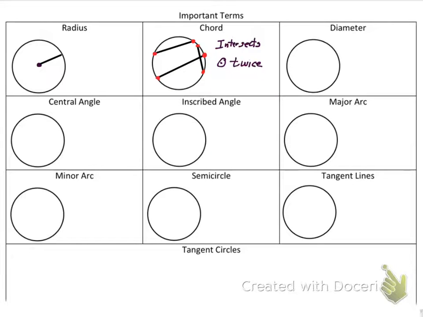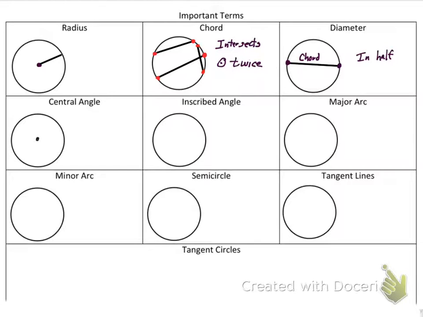Diameter is a chord. So it's still a chord, but it divides our circle in half. So it's a chord that divides our circle in half. So I just put in half. You could put whatever notes you want on there. That's why I left that whole box if you want to put other notes if you weren't quite sure what a diameter was.